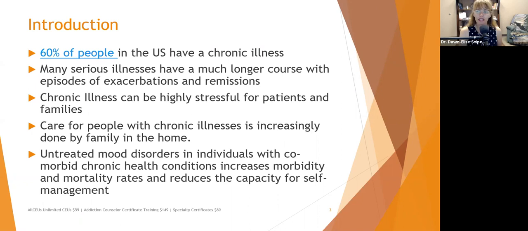Untreated mood disorders in individuals with comorbid chronic health conditions increases morbidity and mortality rates and reduces the capacity for self-management. Well, it makes sense. If somebody's got a chronic condition and then they've got major depressive disorder on top of that, they have no energy, they're fatigued, they have difficulty concentrating, difficulty remembering, may have some low motivation to actually implement their treatment plan because they feel helpless and hopeless, which means that chronic condition may get worse.